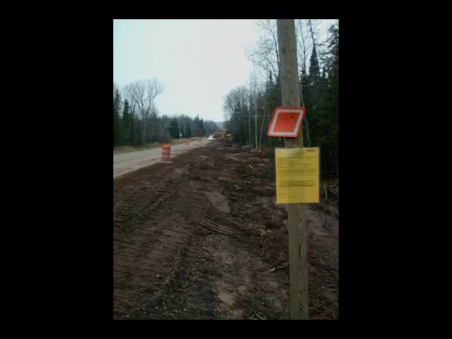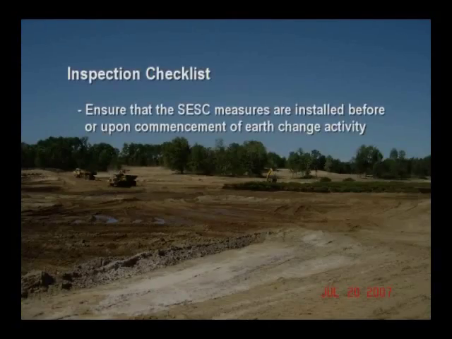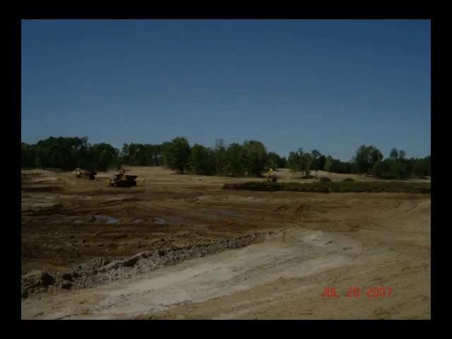It is the SCSC inspector's responsibility to verify that earth changes that require SCSC permits have SCSC permits, that SCSC permits are posted, and the approved SCSC plans are available on site. All inspections should be conducted in a manner and frequency to assure minimization of erosion and off-site sedimentation and must be properly documented. During the inspection, the inspector shall do the following. Ensure that temporary SCSC measures are installed before or upon the commencement of the earth change activity.